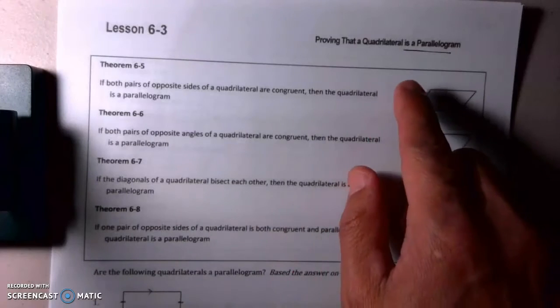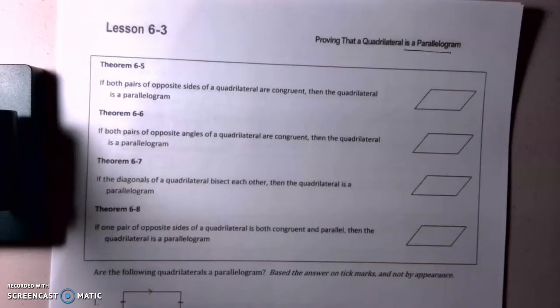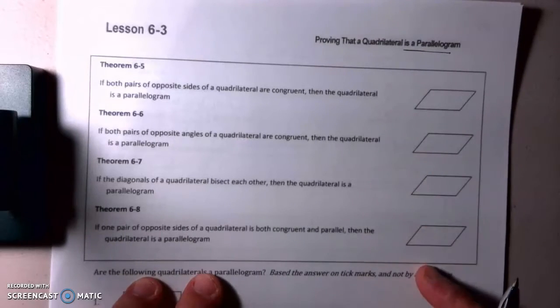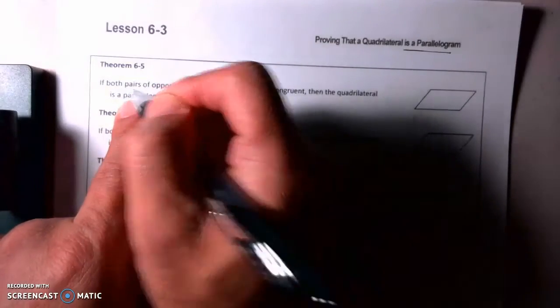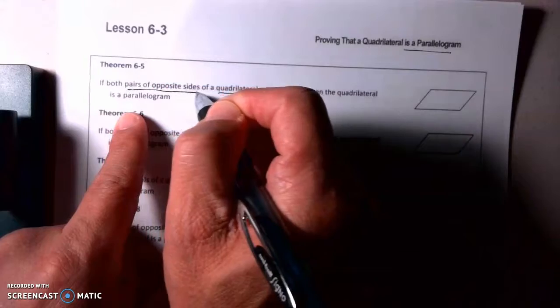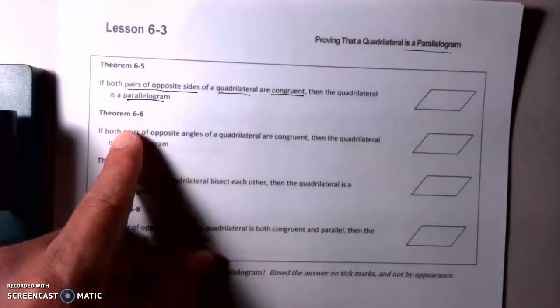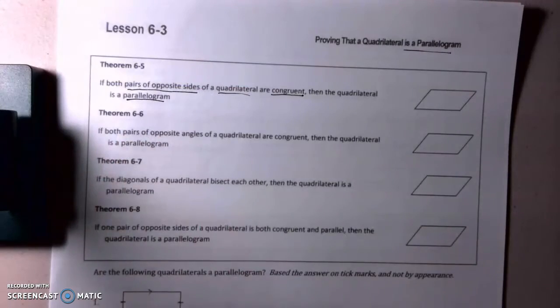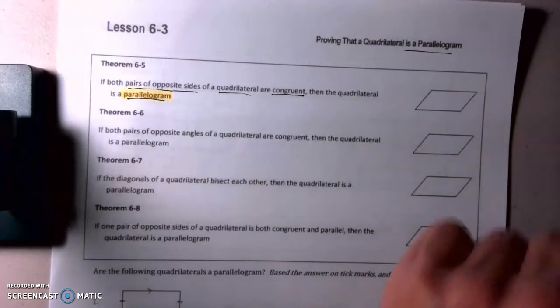What this is going to do is say, okay, here are certain parts that are equal, that makes our figure a parallelogram. So you've got these blank pictures, you don't know if it's a parallelogram or not. If you're looking at some type of four-sided figure, and you notice both pairs of opposite sides are congruent, then this four-sided figure must be a parallelogram. So it's kind of like the converse of the properties for the parallelogram figures.